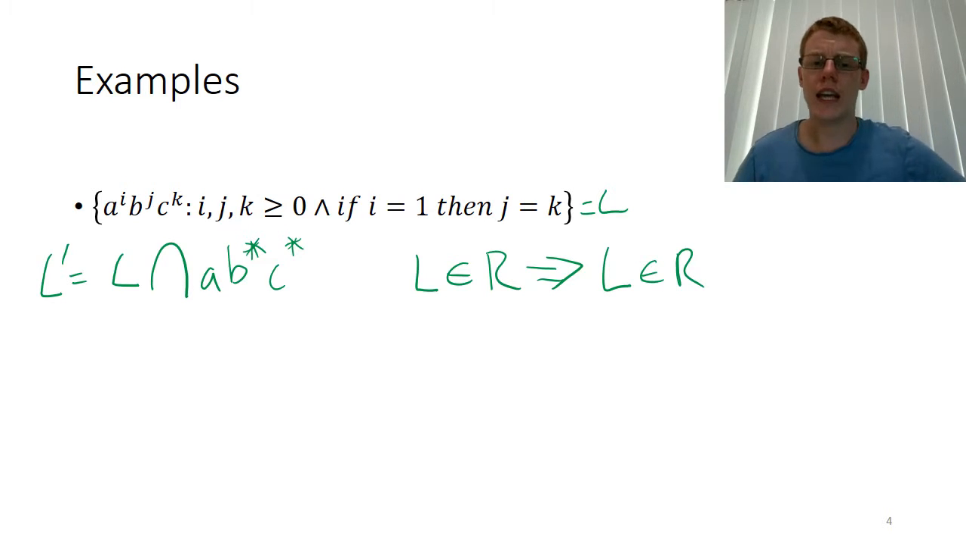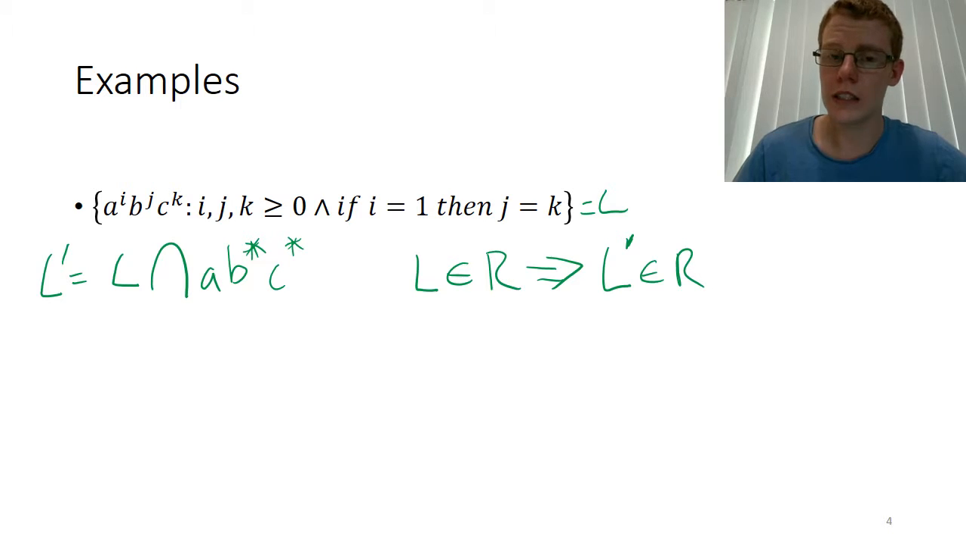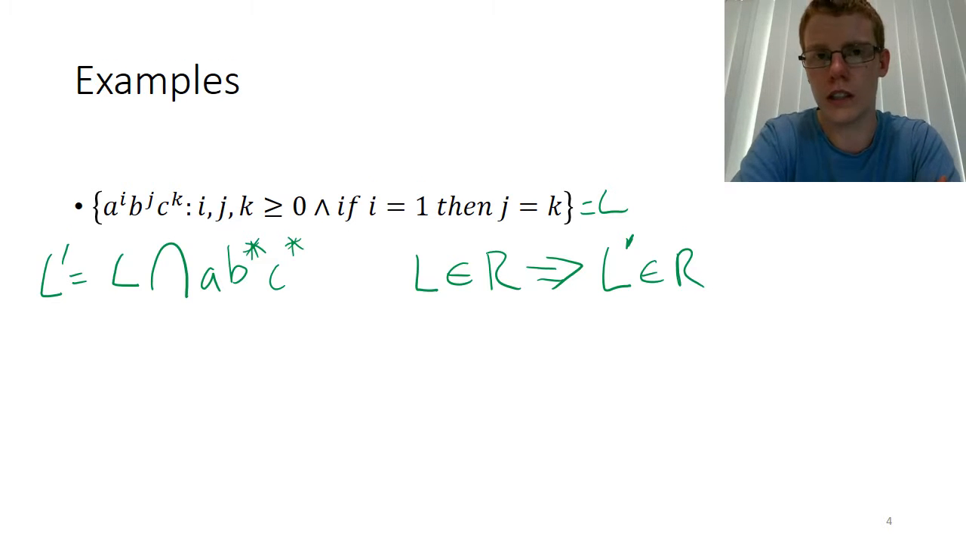So if we make the assumption that L is regular, then we can do this and we get an L dash, sorry, I should have put the dash, we get an L dash that is regular. If we can then prove that L dash is not regular, then by contradiction we've just proven that our original assumption was false and that L is not regular. So that's how we work through with the closure properties.